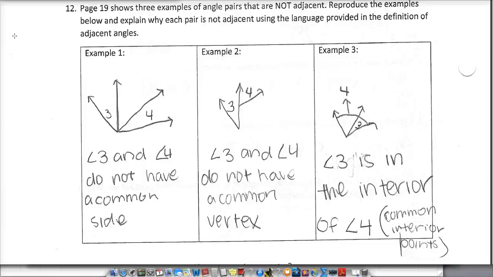So by them being able to explain which conditions were violated, it let me know how well they understood those conditions. So again, this student did a good job of that, showing how in example 1, angle 3 and angle 4 do not have a common side. In example 2, angle 3 and angle 4 don't have a common vertex, so that was the violation. And in example 3, angle 3 is actually in the interior of angle 4, and she adds parenthetically, that means that they have common interior points, which was also a violation.